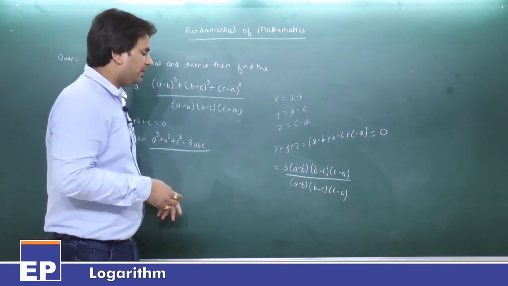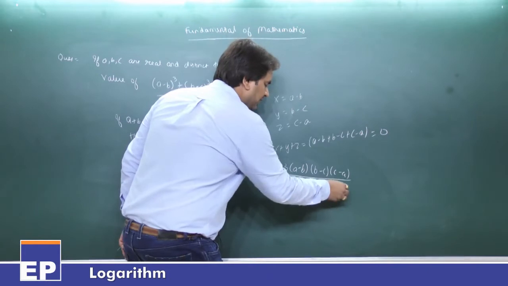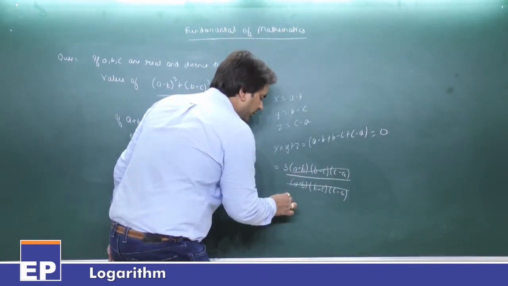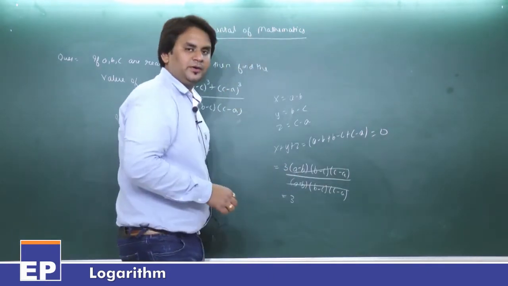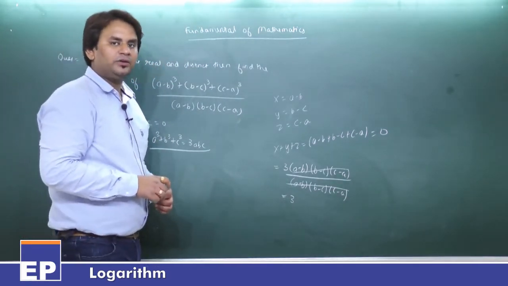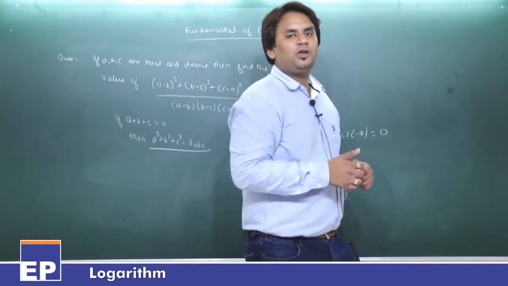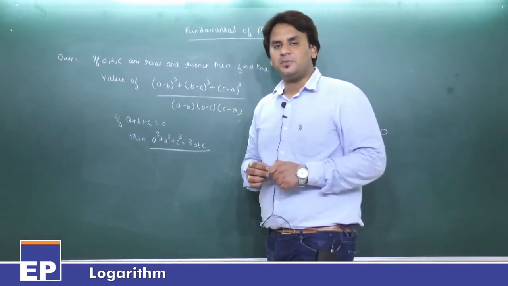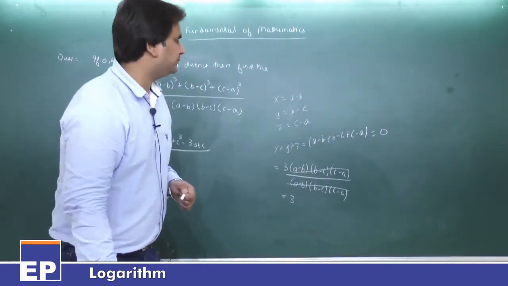So your answer will be: (a minus b), (b minus c), (c minus a) will cancel out from numerator and denominator. Then the answer will be equal to 3. Okay, note it down. So this is the example based on the formula a cube plus b cube plus c cube is equal to 3abc if a plus b plus c is equal to 0.